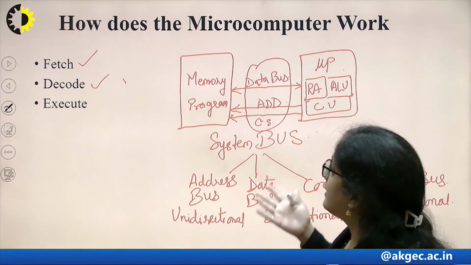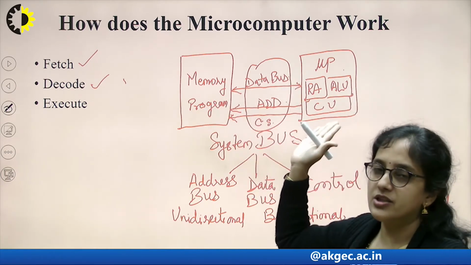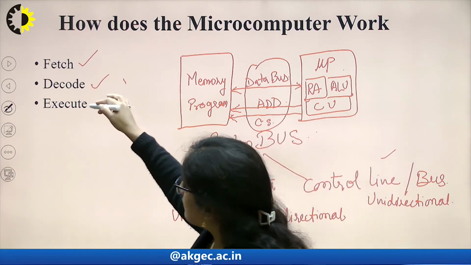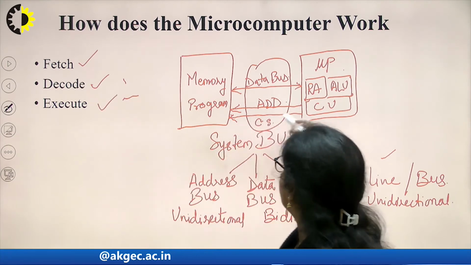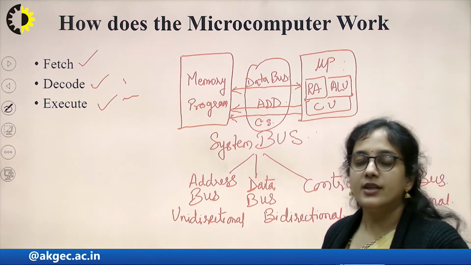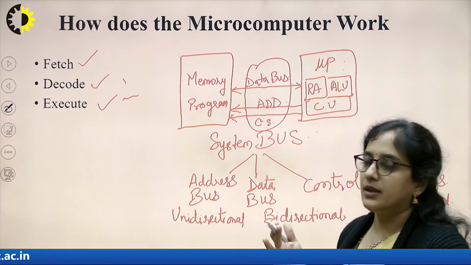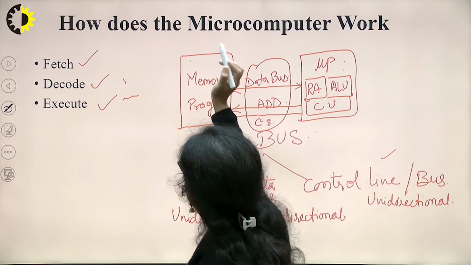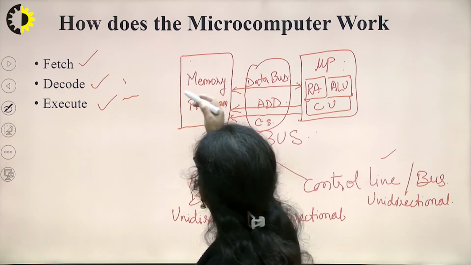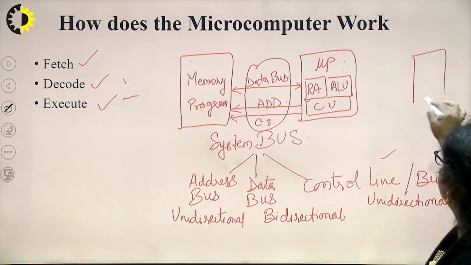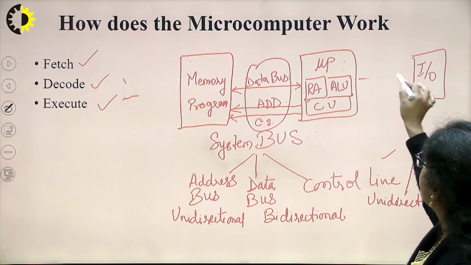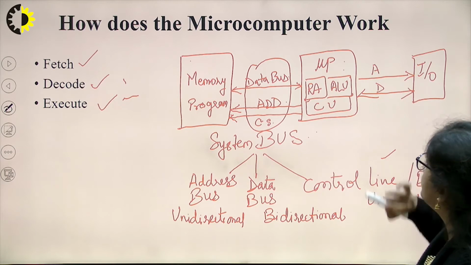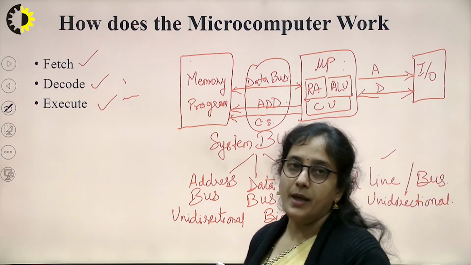That data, either it is in memory or it is in the microprocessor itself, will be decided by the microprocessor after decoding, and then the execution process will take place. This execution is again done in the microprocessor only, and after execution the result may be given to the memory or any input output device. So here I can say this is memory, and we can have an input output device also, IO. Address, data. Okay, so in this way the microprocessor will work.